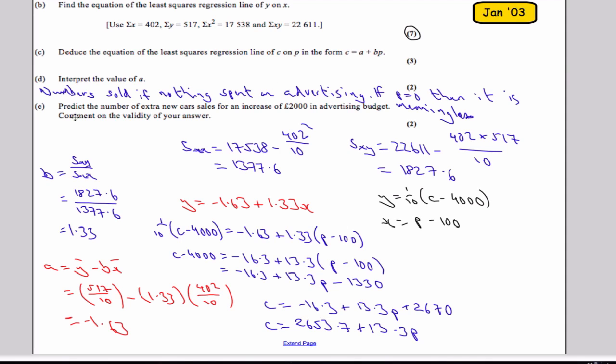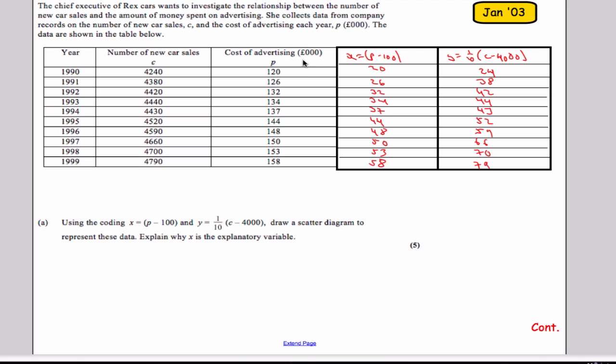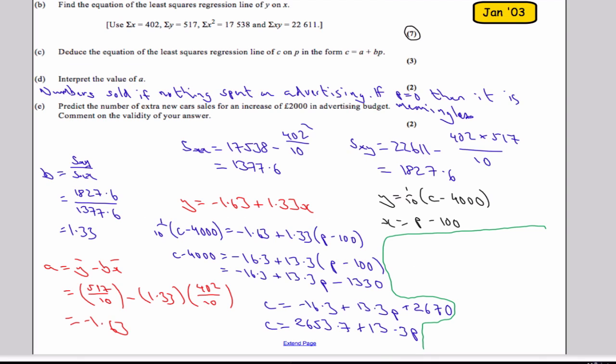Alright, last part, part E. Predict the number of extra new car sales for an increase of 2,000 in advertising budget. Comment on the validity of your answer. So let's just try and make a little bit of space. I hope we have enough space in here to fit this in. So 2,000 is going to be spent, an increase in 2,000 on the advertising budget. Remember, this is in thousands already, so 2,000 is going to be the equivalent of 2. So I want to know what happens when P is equal to 2.